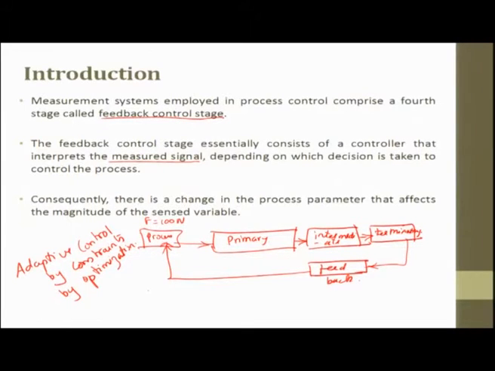Suppose there is a force as well as a torque component of 10 newton meter. Two constraints are there. With constraints, we say don't cross 100 for the first one and don't cross 10 for the second one. So, constraints are put on both. But when we talk about optimization, it does not look at constraints, but at an intermediate value which is safer for the process to operate. So, if we want to do all these adaptive controls, we need a feedback control stage, and that takes the input from the terminating stage. Consequently, there is a change in process parameter that affects the magnitude of the sensing variable.